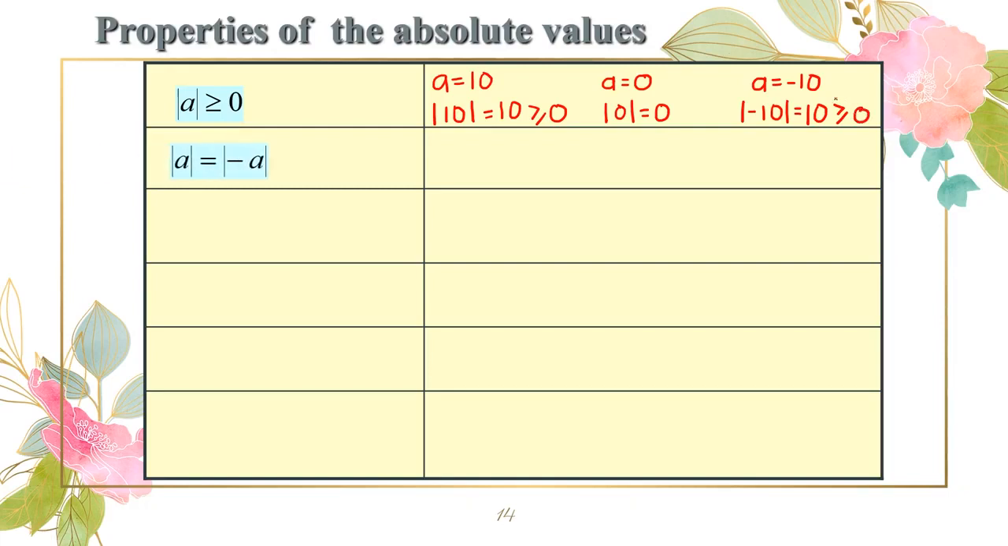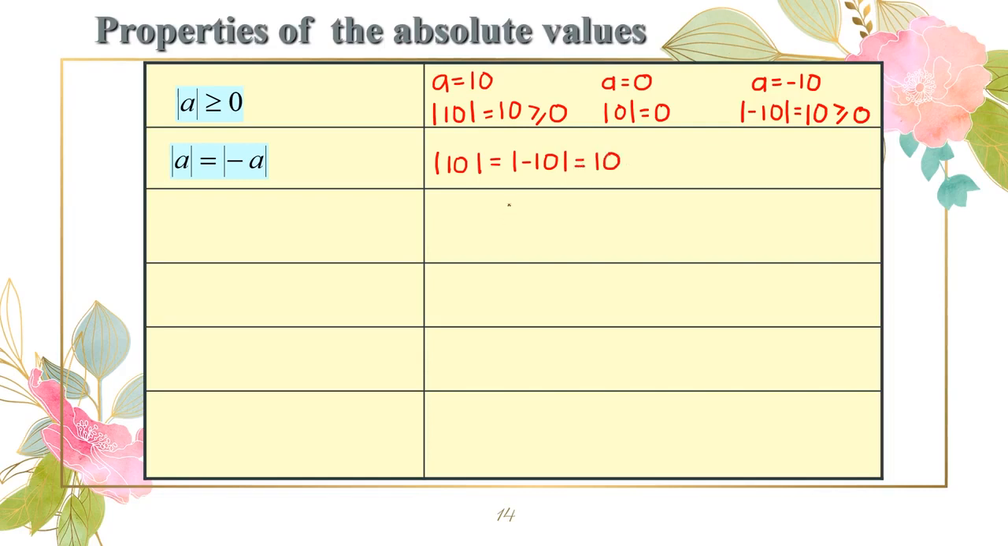Let's look at the next property. The absolute value of a number is equal to the absolute value of its negative. For example, just now, the absolute value of 10 is equivalent to the absolute value of negative 10, because the absolute value of negative 10 is 10.